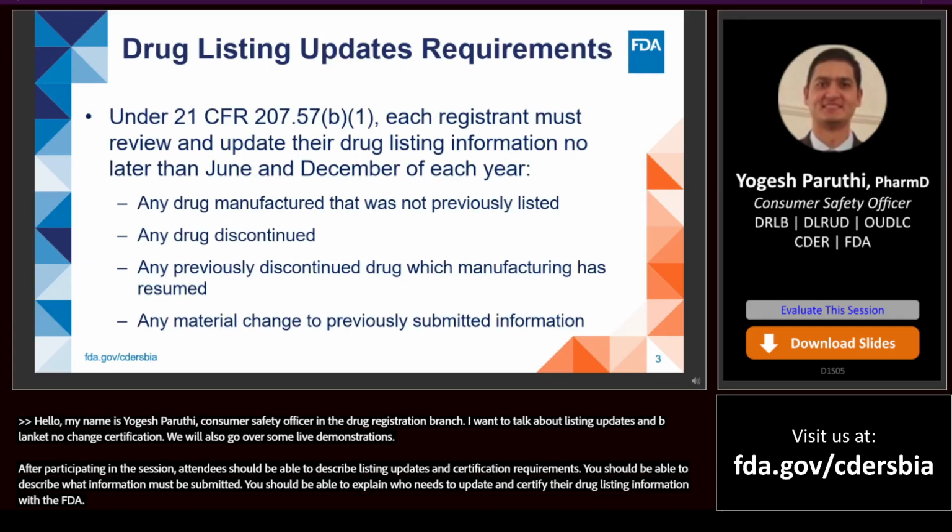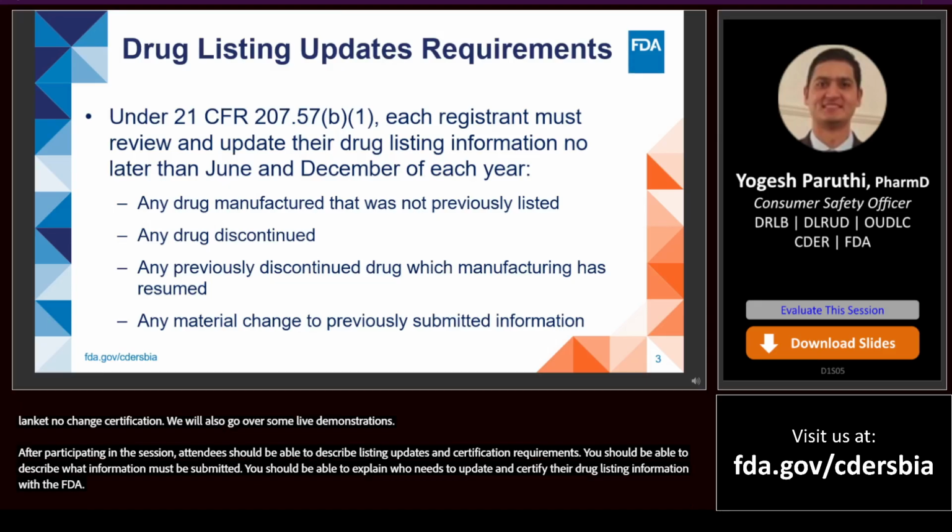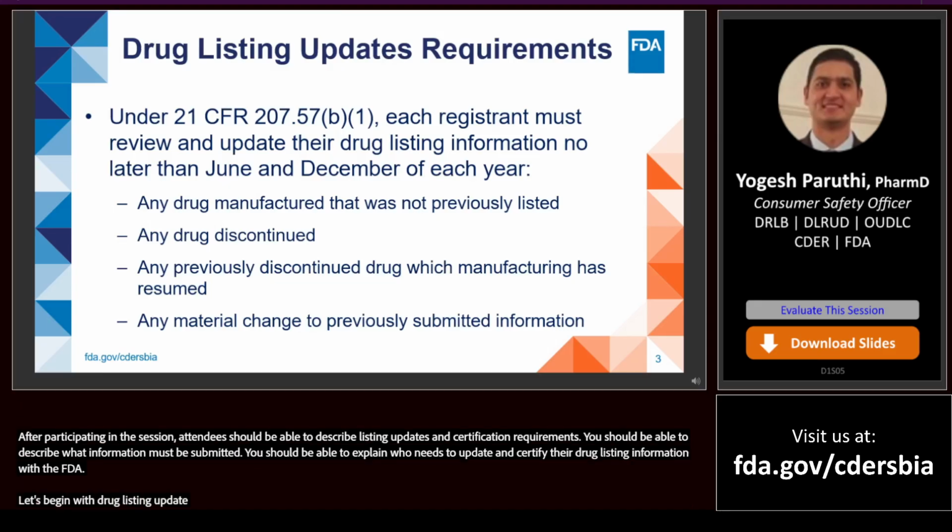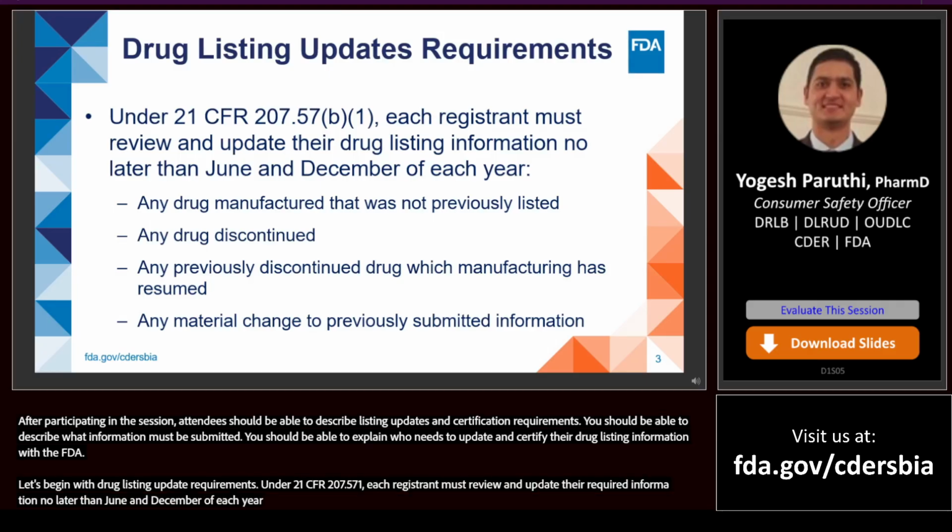So let's begin with drug listing update requirements. Under 21 CFR 207.57(b)(1), each registrant must review and update their drug listing information no later than June and December of each year for any drug that was manufactured, repacked, relabeled, or salvaged that has not been previously listed.